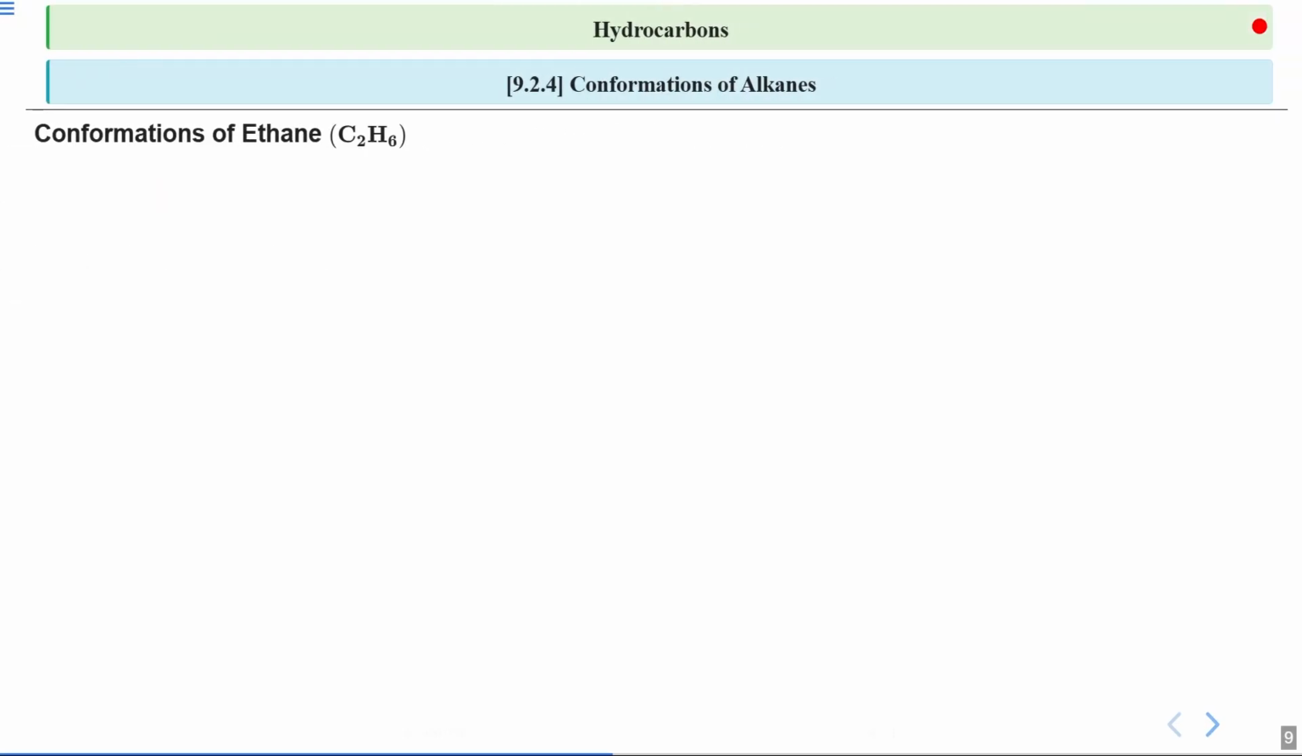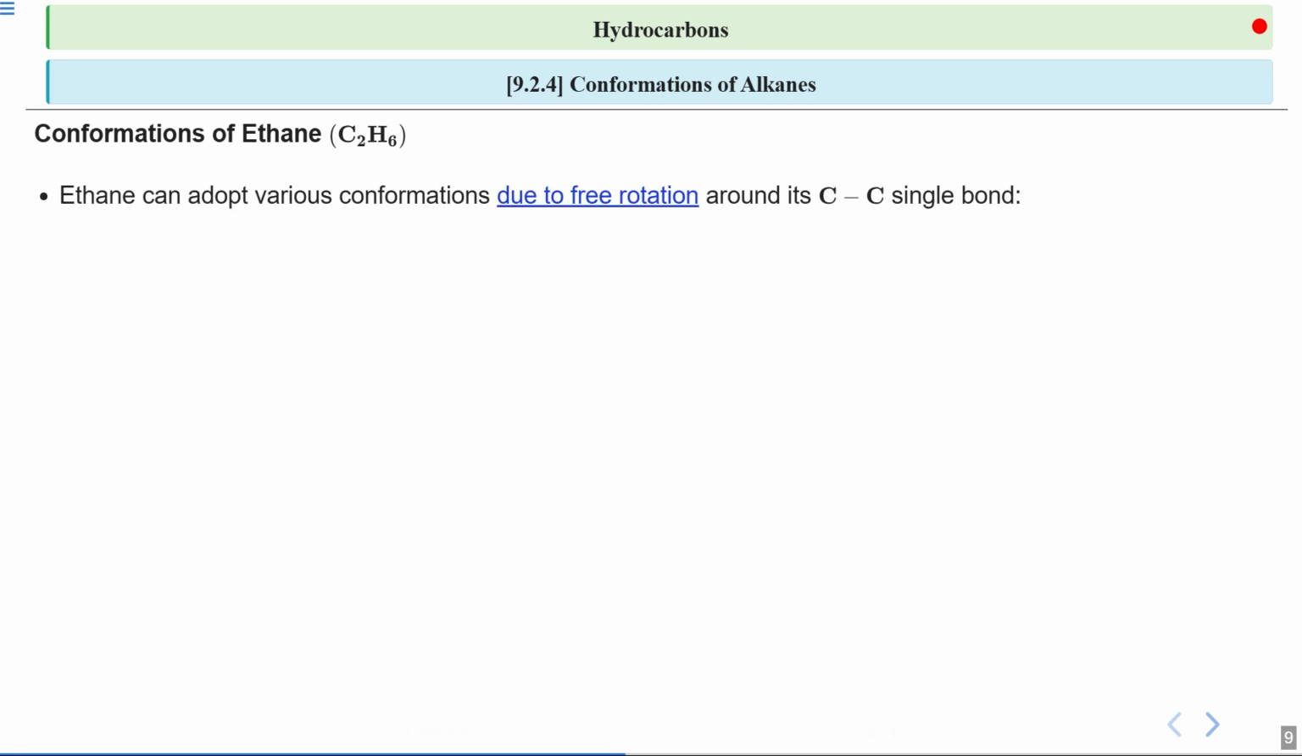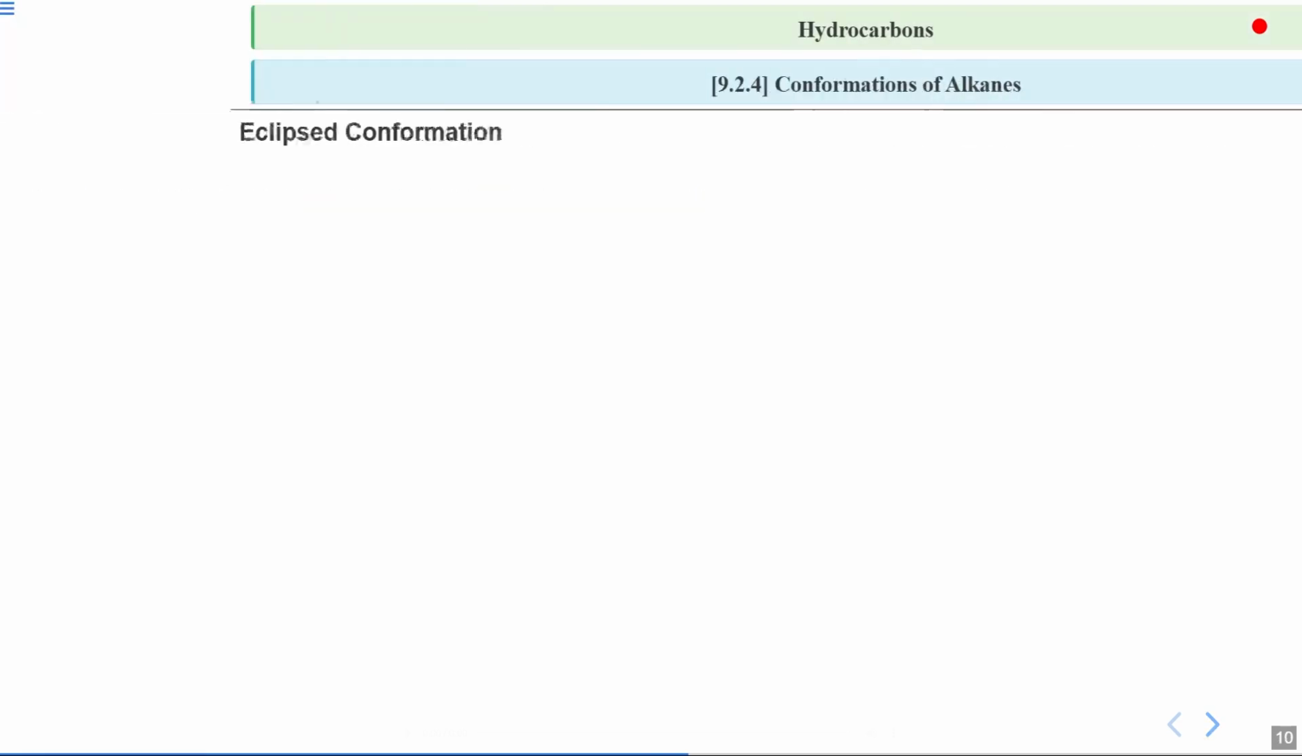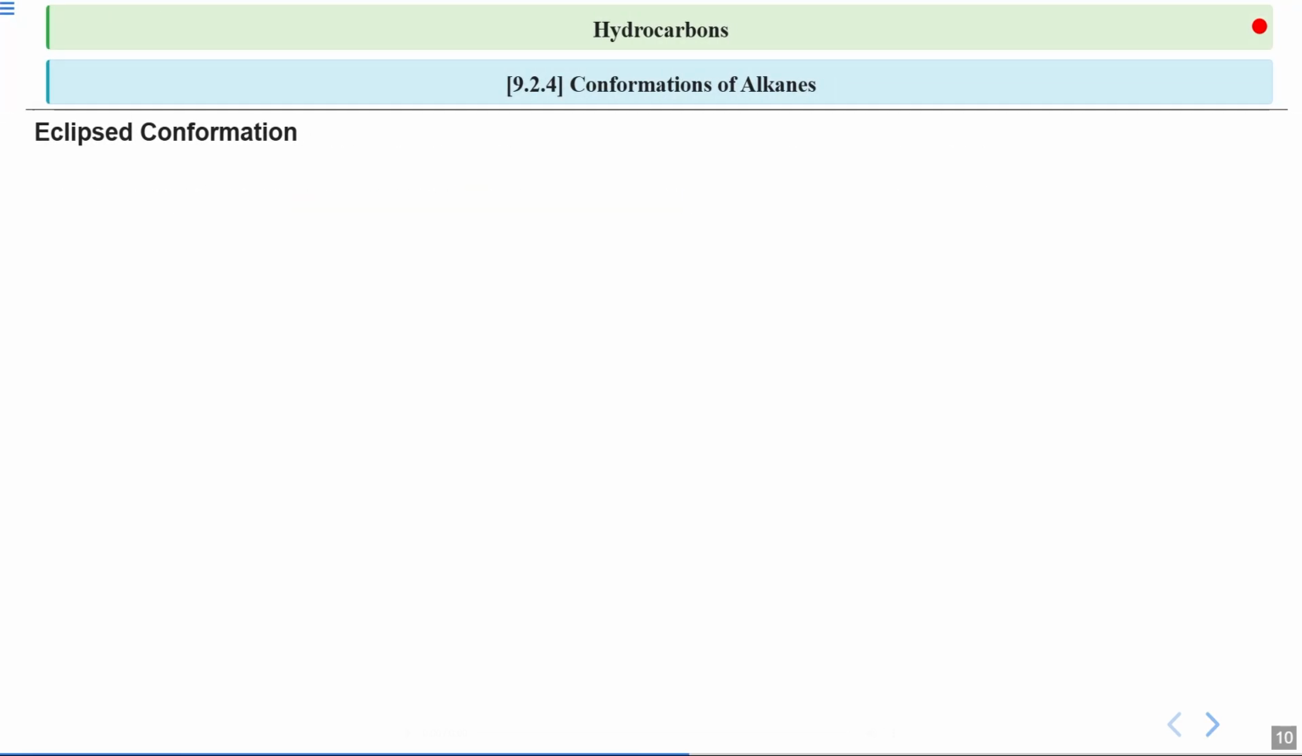Now moving on to conformations of ethane. So we'll see various conformations of C2H6 now. Ethane can adopt various conformations due to the free rotation. You have seen just now that it can adopt an infinite number of conformations due to the free rotation. But we will take some specific ones. The first one we are looking at is the eclipsed conformation. The next conformation is the staggered conformation, and the third conformation is the skew conformation. Now we'll try to understand each of these one by one.